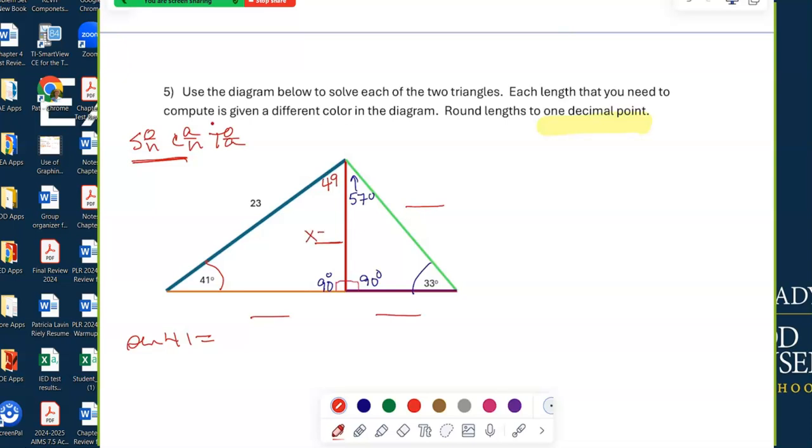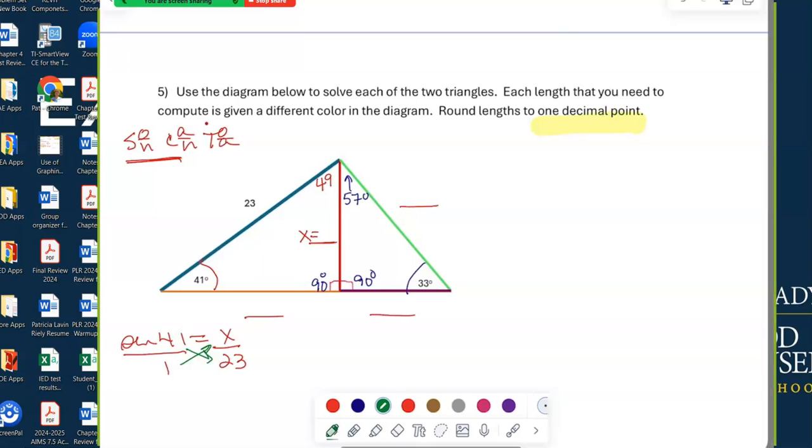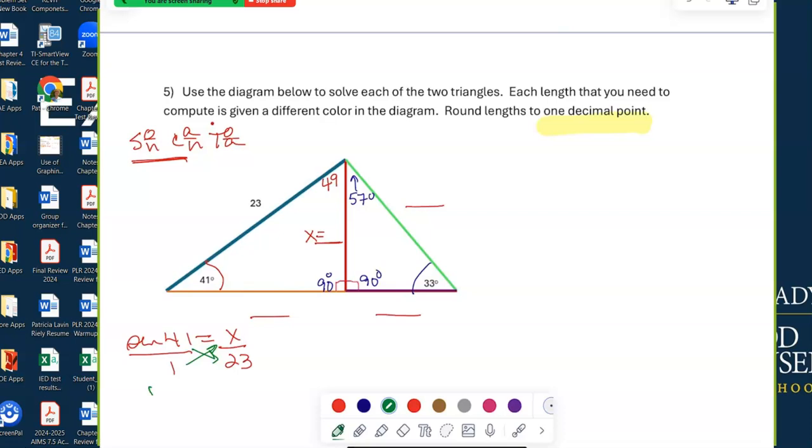Let's make this an x. So opposite over hypotenuse. And that's nice because look what happens when we do cross products. It is a one-step problem. Once you do this, you get that. So remember, I'm in degrees. If you didn't change your calculator, you definitely want to do that. Okay, 23 times the sine of 41, close parens, and I get 15.1. So here's my first value, and it's going to be x equals 15.1.